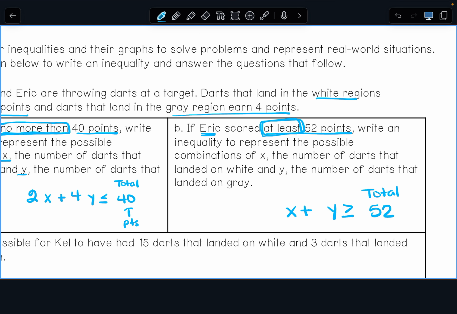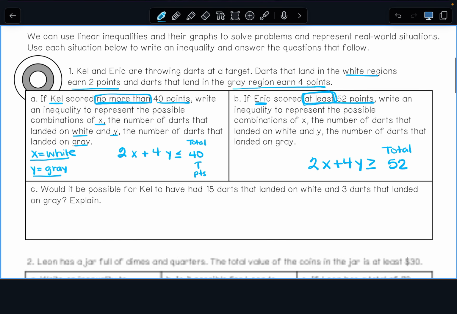And once again, my white region is worth 2 points. My gray region is worth 4 points. If 52 represents points, my coefficients need to represent points. Got it? All right, C. Would it be possible for Kel to have had 15 darts land on white and 3 darts land on gray?